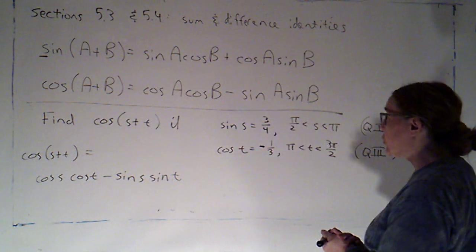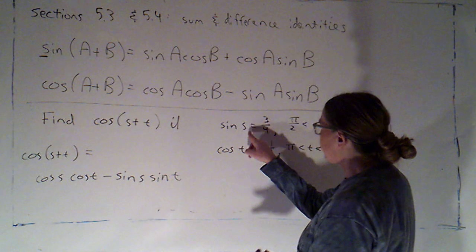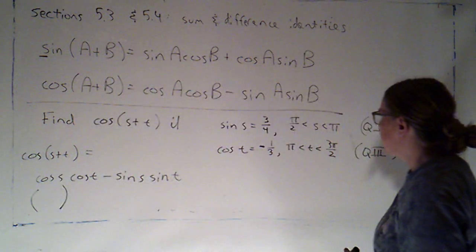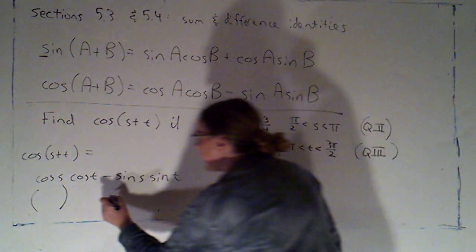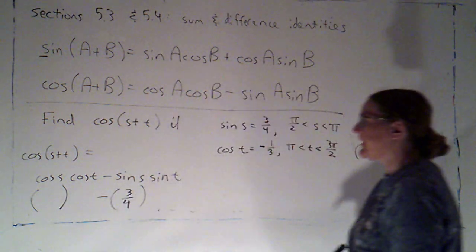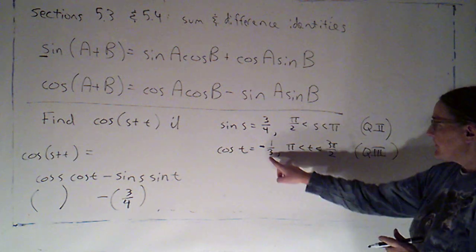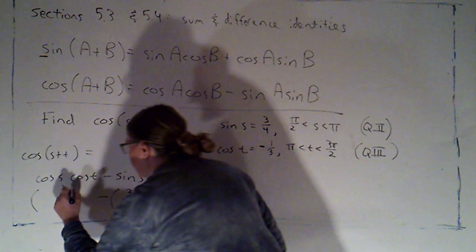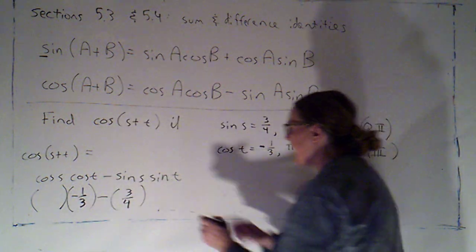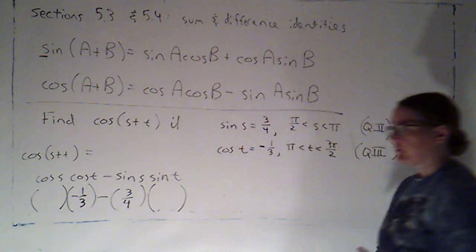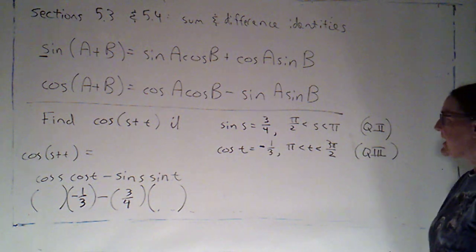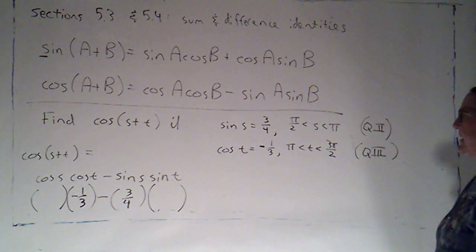Now, two of them were given. So it looks like for s, I'm going to have to figure out what cosine of s was. But I was told that sine of s was 3/4, so I can go ahead and plug that in. Now for t, I was told that cosine of t was negative 1/3. Sine of t, I'm going to have to figure out. Okay. So two of the four values that I needed were given. Now let's figure out the rest of them.